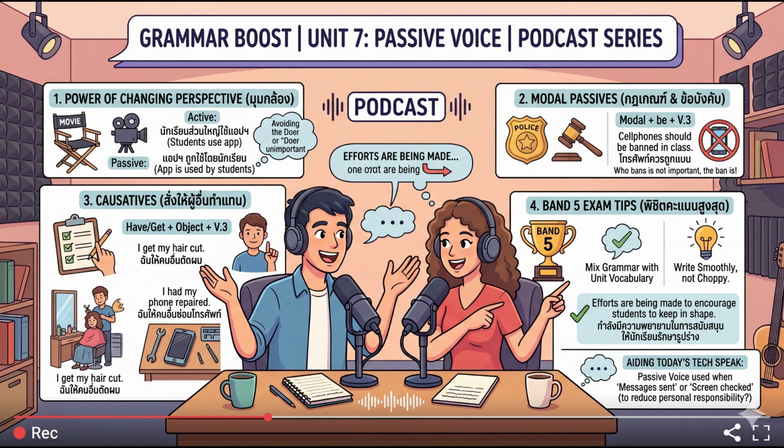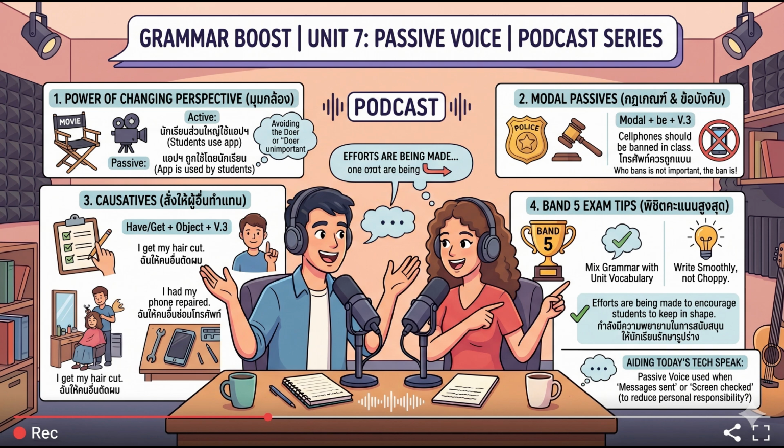But what happens when the director, say, loses control of the set or outsources the action? Like if I don't fix my own phone, I take it to a shop. So that's where the causative structure comes in. Having or getting something done, you're still shifting the focus, but this time you're kind of outsourcing the stunts. Like, I get my hair cut or I had my phone repaired. You are the one organizing the action, but someone else is doing the physical work. Oh, I see. I'm the producer, not the actor.